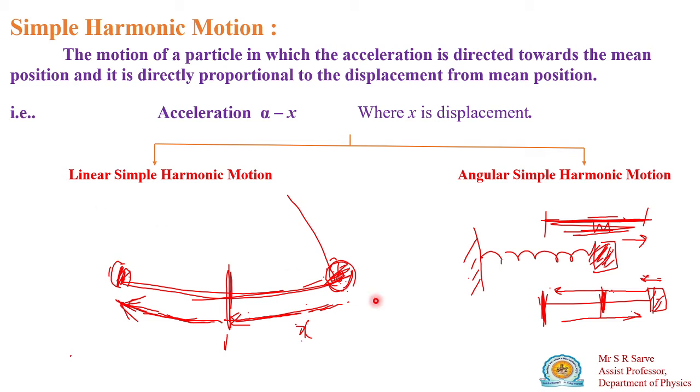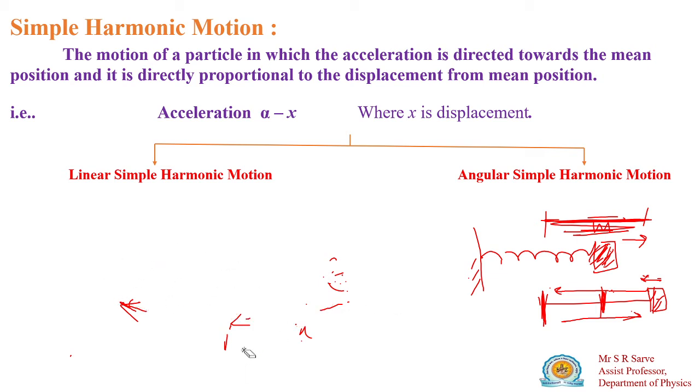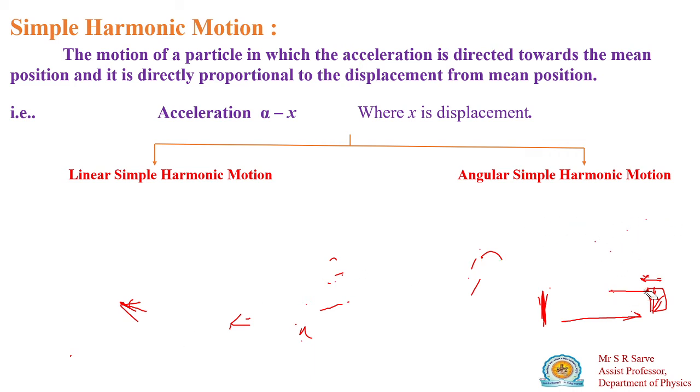You can classify simple harmonic motion into two types. First is linear simple harmonic motion, where the particle performs its motion along a straight line, and second is angular simple harmonic motion, where the particle performs its motion along a circular direction.